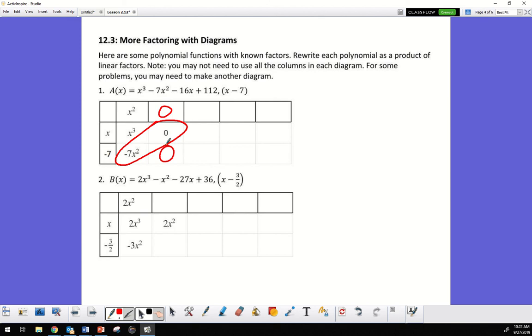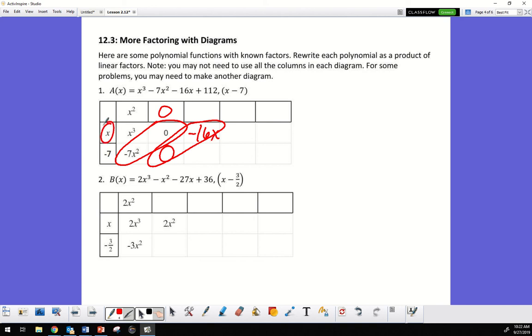All right, now let's look at these next ones. These two together have to add up to negative 16. So 0 plus something is negative 16. Negative 16x. Very good. So if it's negative 16x, I have an x over here, don't I?